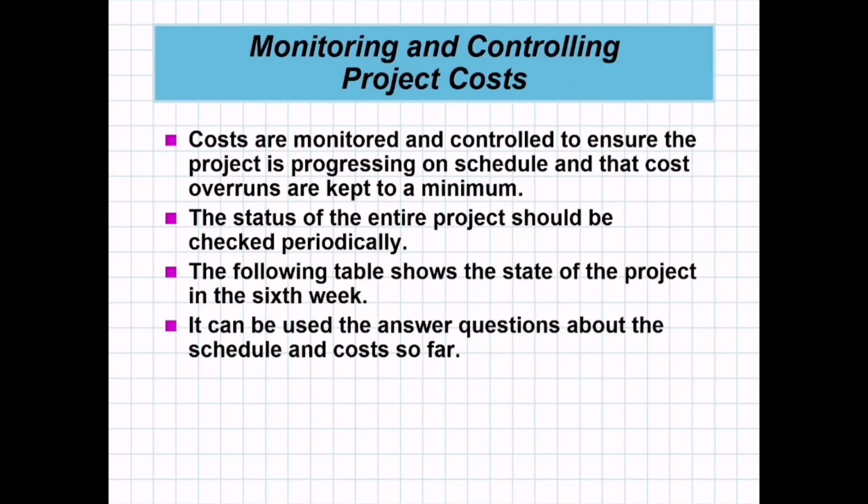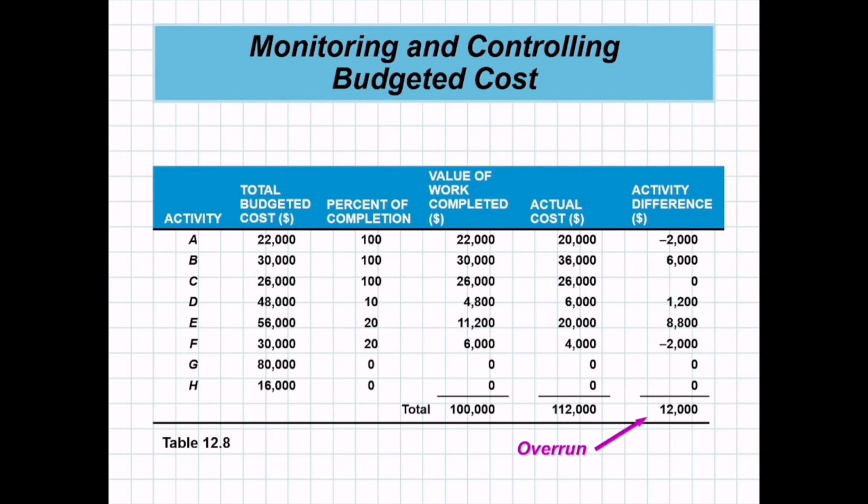Okay? Costs are monitored and controlled to ensure the project is progressing on schedule and that cost overruns are kept to a minimum. The status of the entire project should be checked periodically. The following table shows the state of the project in the sixth week. It can be used to answer questions about schedule and cost. Okay, let us take a look at the table.